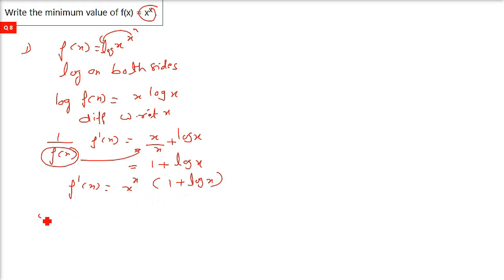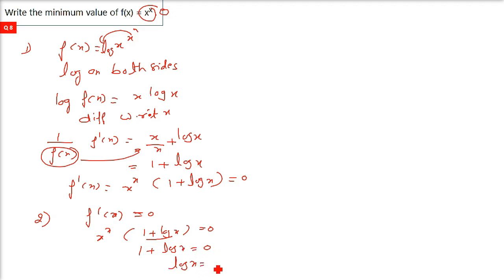Next step is, in order to find out the local minima or maxima, we have to equate it. So f dash x equals 0, x raised to x times 1 plus log x equals 0. And x raised to x cannot be 0, because the question is not saying anything about it. But we just think that, okay, x raised to x cannot be 0. If it is 0, then what is the point of f(x) equals 0, minimum maximum value? It is not a constant. What do we do? 1 plus log x is the only possibility it can be 0.